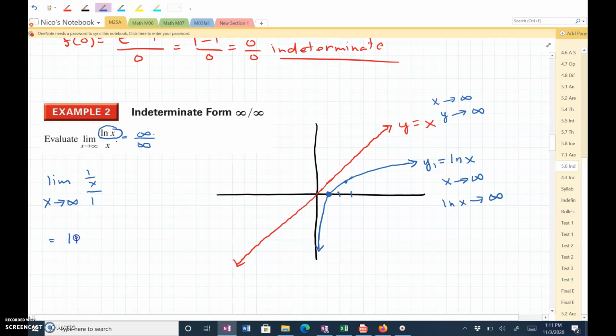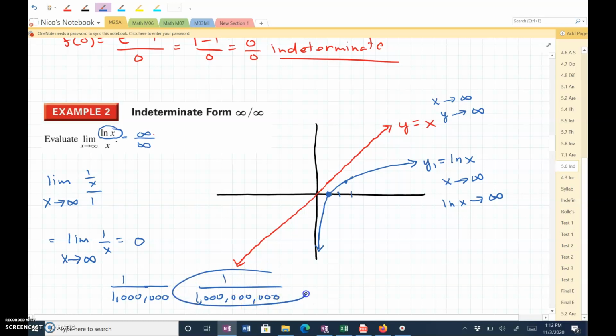which is equal to the limit of 1 over x. And now as x goes to infinity, this is going to be equal to 0, because think of this as being 1 over a million. And then 1 over a billion. Well, as this increases without bound, this number here is getting closer and closer to 0.